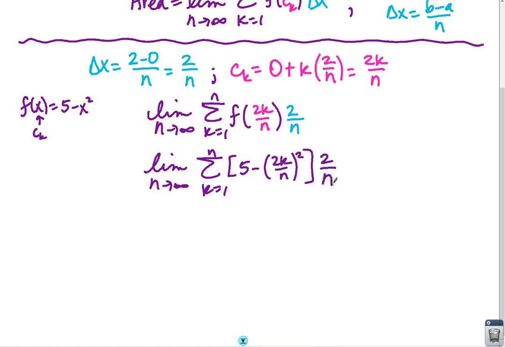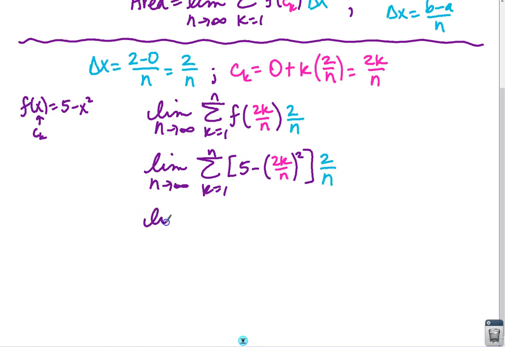I'm going to just let that soak in for a second. Again, if it helps, let me do some color changing magic here, maybe a little bit. Eventually I'll stop doing that so that way y'all can just kind of go with it. But now I've plugged in my c sub k into my actual function of 5 minus x squared, and I still have the delta x on the outside. Whew. So now let's see if we can clean this up.